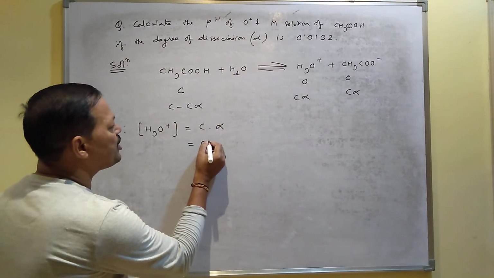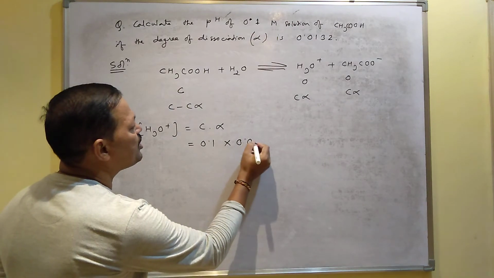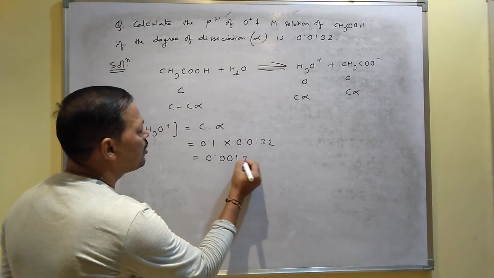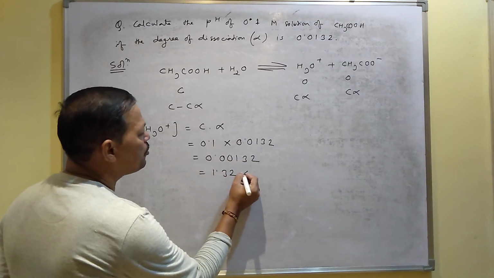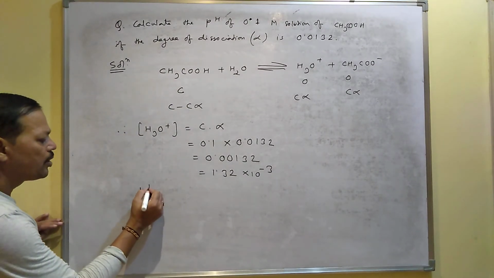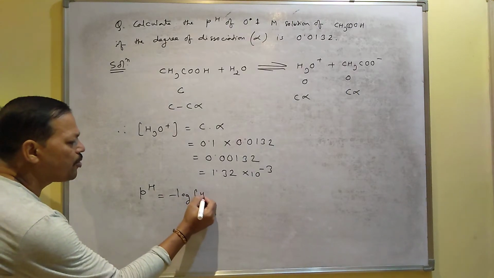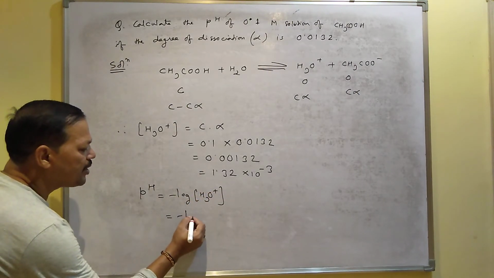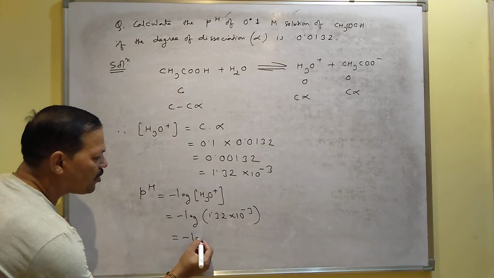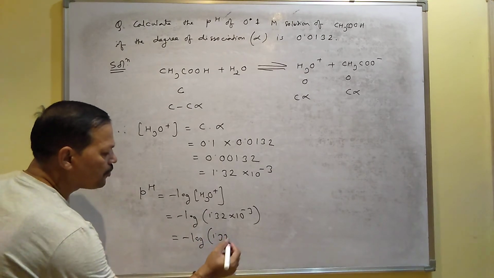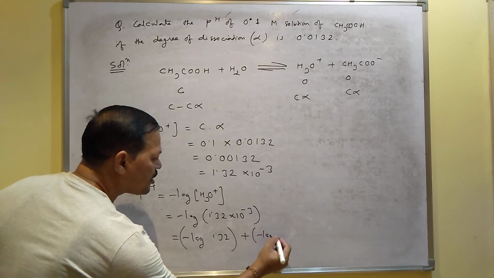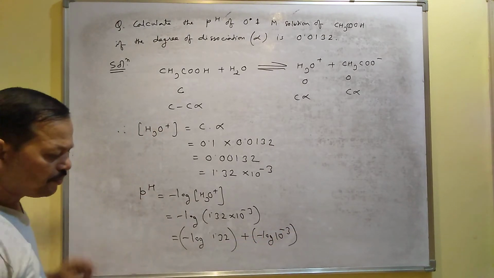So here concentration is given 0.1 and degree of dissociation is given 0.0132. Ultimately you will get 0.00132. That means you can write 1.32 into 10 to the power minus 3. This is the concentration of hydronium ion. Now as you know, the pH is equal minus log of concentration of hydronium ion. So you put the value minus log of 1.32 into 10 to the power minus 3. That means minus log of 1.32 plus minus log of 10 to the power minus 3.